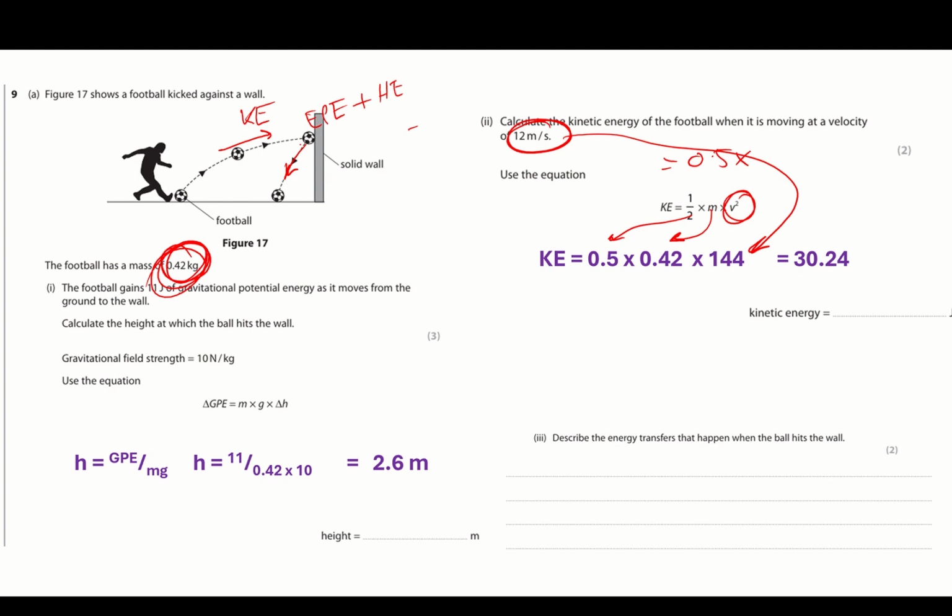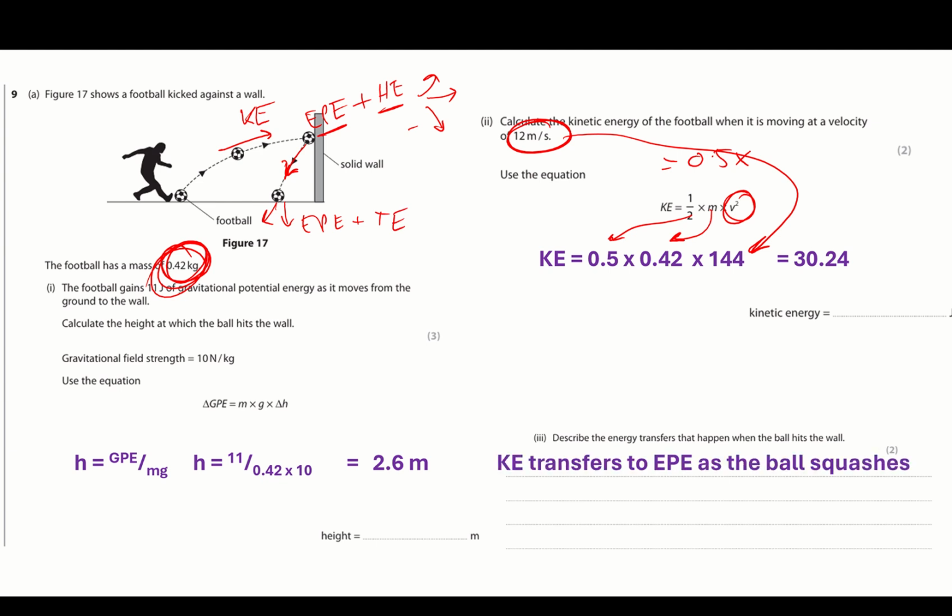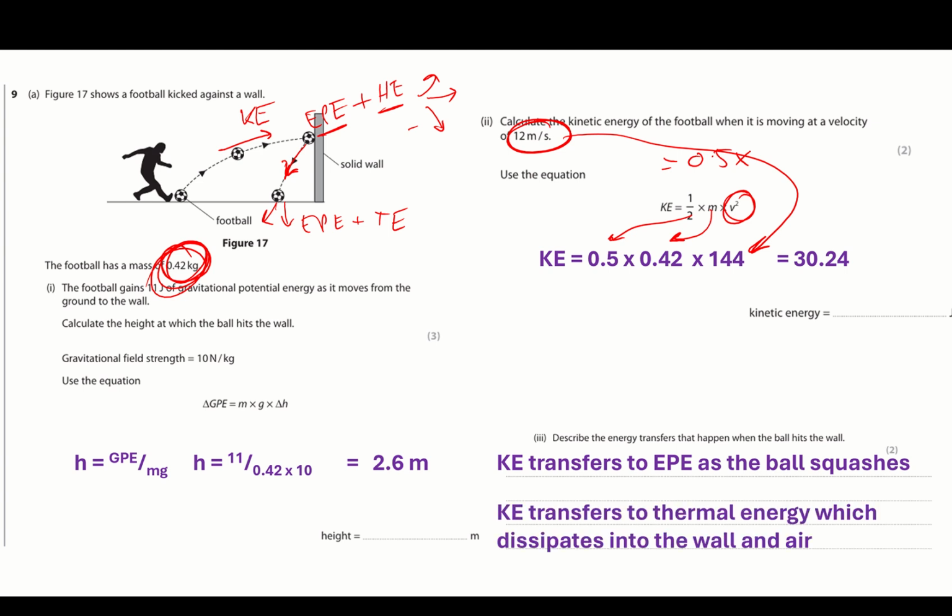So we've got kinetic energy, it's going to go to elastic potential energy as the ball squashes. That's going to make heat energy that will dissipate into the air. And if I wanted to, we've got some KE going back, and again, we've got EPE and thermal energy there. Okay, so KE transfers to EPE, elastic potential energy, as the ball squashes against the wall. Also, some thermal energy is transferred into the wall and into the air.